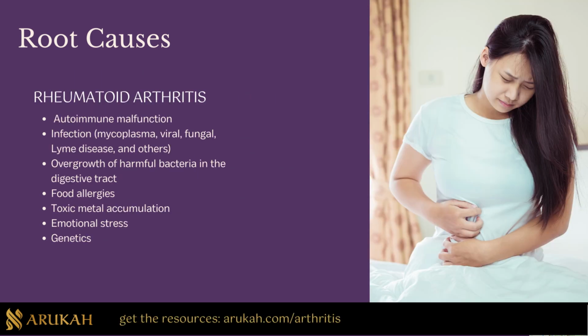Root causes of rheumatoid arthritis. No one's exactly sure what causes rheumatoid arthritis. It is likely multifactorial, but some probable causes include autoimmune malfunction, infection, like mycoplasma, viral, fungal, Lyme disease, and others, overgrowth of harmful bacteria in the digestive tract, food allergies, toxic metal accumulation, emotional stress, and genetics.